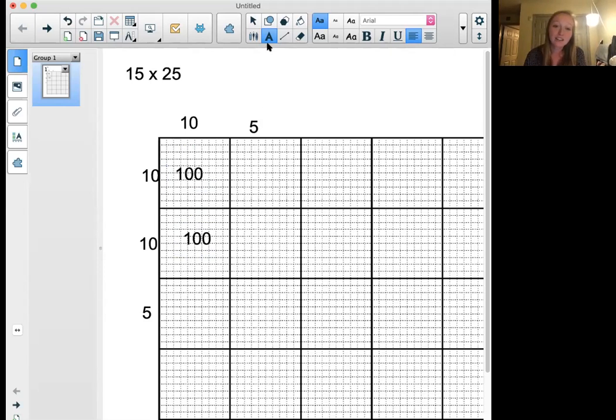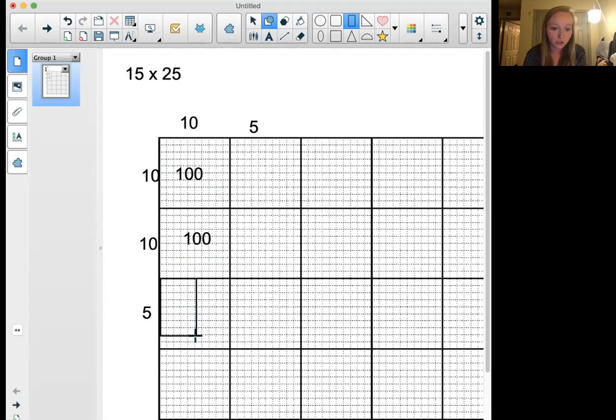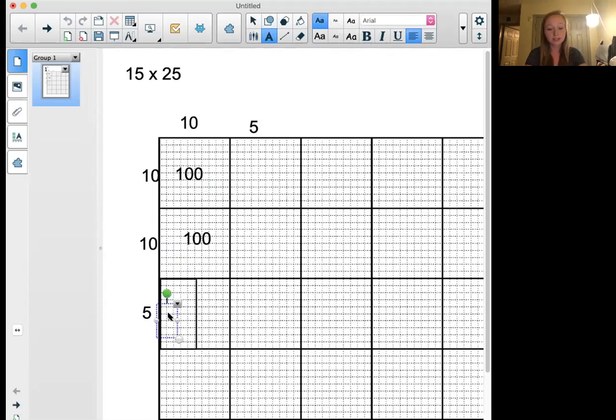10 times 5 is 50. So we are going to make a rectangle, 1, 2, 3, 4, 5, of 5 longs. Just like that, we have to break the flat in half, just like that, to have 50. So now we have our 50 longs.